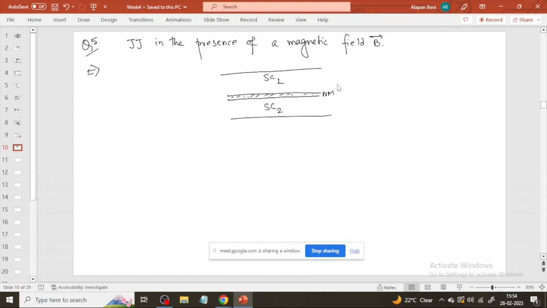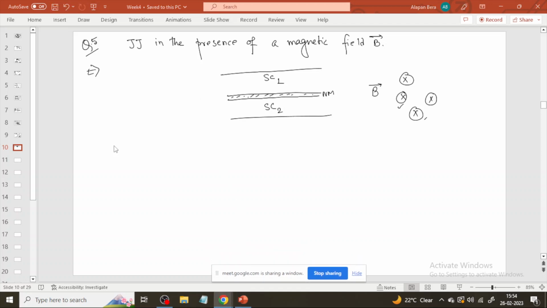Now what will happen when we apply a magnetic field in this region? Okay, this magnetic field B. So let's say the magnetic field is applied across the plane, along the perpendicular to the plane of the junction. So the direction of the magnetic field is denoted by this symbol.